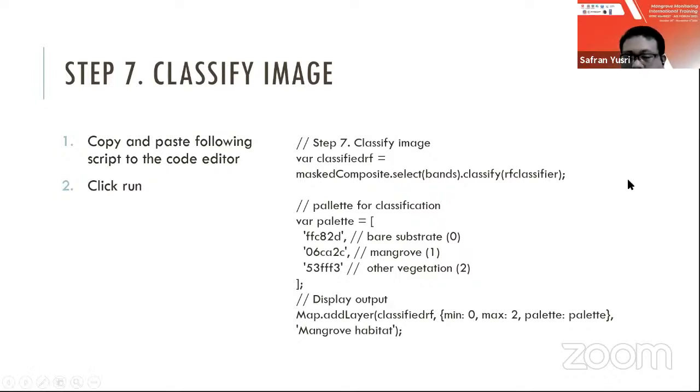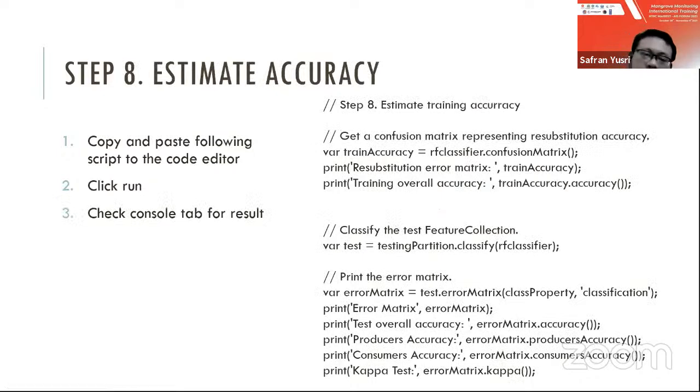Okay, this is the accuracy testing next. To estimate accuracy, you have to copy and paste the following script to the code editor. What this script does, first, using the previously divided training and testing partition, is create two new confusion matrices. For the training accuracy, we use the resubstitution error matrix, which is the training accuracy itself, and then calculate the overall training accuracy. The training accuracy will tell you how much the classification resembles the training data. This is why it's called the training accuracy.